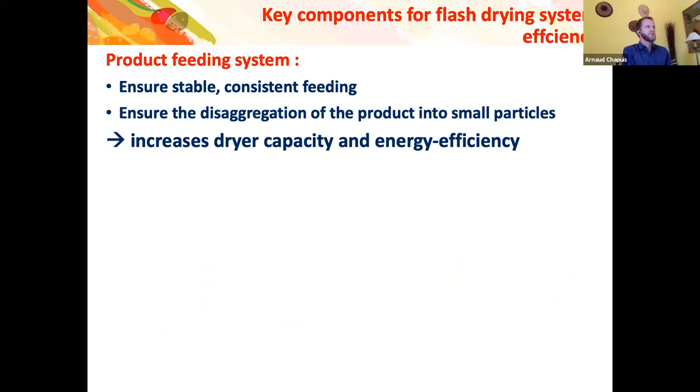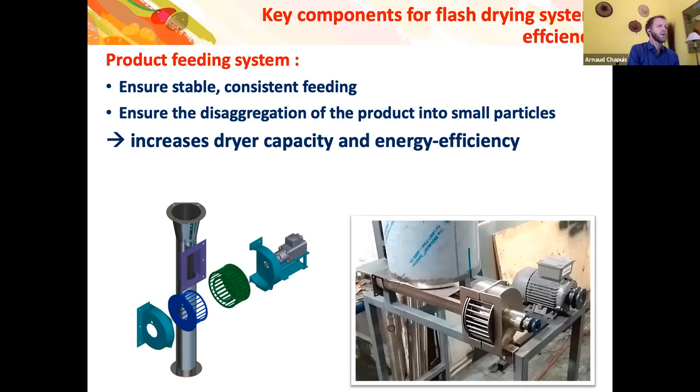Then the second function of the feeding system is to ensure the proper disaggregation of the product into small particles. Making particles smaller will increase the dryer capacity and improve the energy efficiency. So what we have done on the pilot flash dryer at SIAT, and that works very well, is a system like this. It is a cage mill.